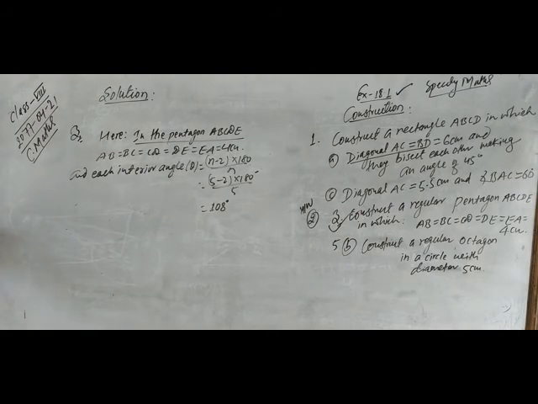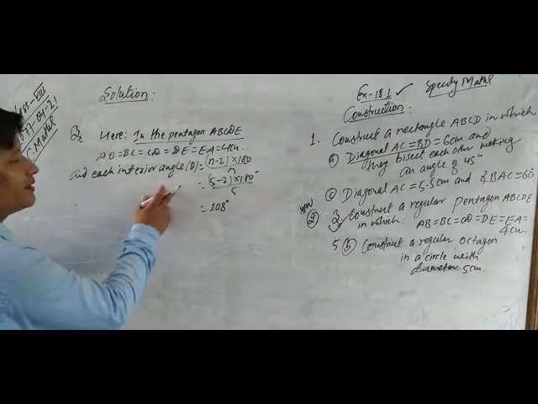Okay, 3 into 36, 5 3s are 15, so 108 degree. Okay, it is the interior angle.